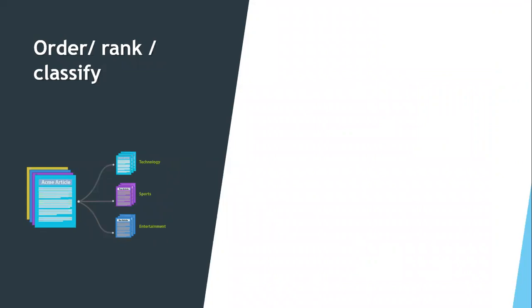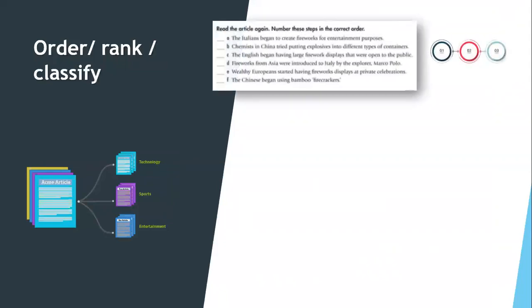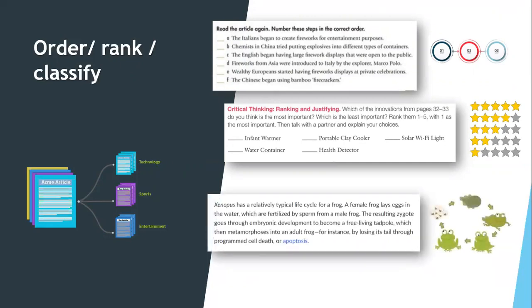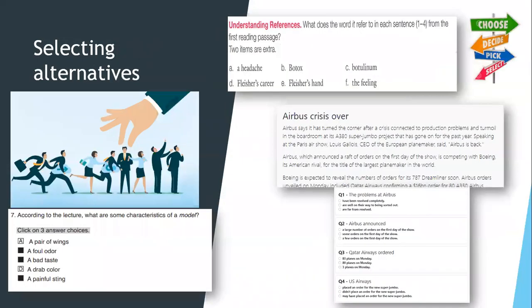Order, rank, and classify are other examples. After reading or listening, students classify the information in different categories, or they can arrange them in chronological or alphabetical order. They can use the information to rank as the most important, the most common, popular, or any of those. They can also be asked to read or listen to an extract and then give the sequence of the processes or events.